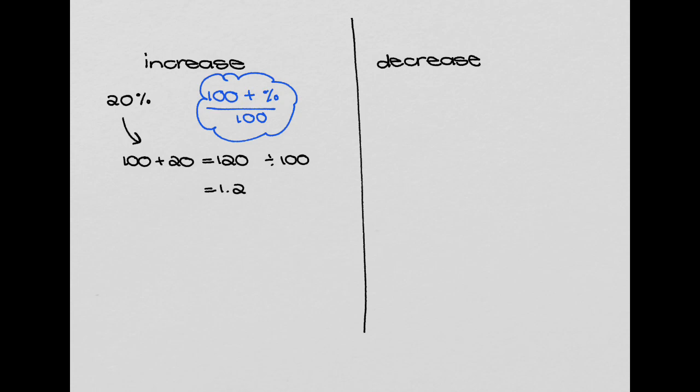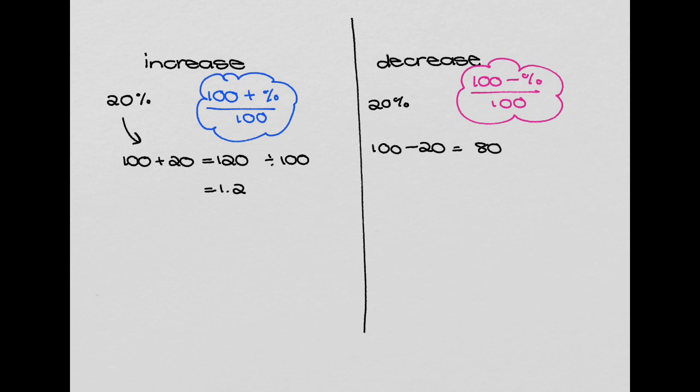Decreasing works the exact opposite. For decreasing, it's 100 take away the percentage, but still divide that by 100. So in this case, let's say I was decreasing by 20%. You would say 100 take away 20, which would give me 80, divide that by 100, that would give me 0.8. And so those are the multipliers.